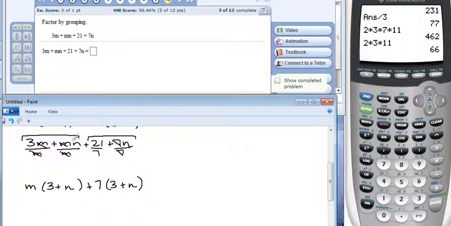So I went from 4 terms down to 2 terms. So that looks like those previous 2 problems. And the things in the parentheses are always going to match. If they don't, then you either have to start rearranging so they do, or you've done it incorrectly. Otherwise, grouping won't work. So here I look at this and I say, well, I have a 3 plus n in common between these two terms. Okay? And remember, it's always these outside pieces that are left, m plus 7.